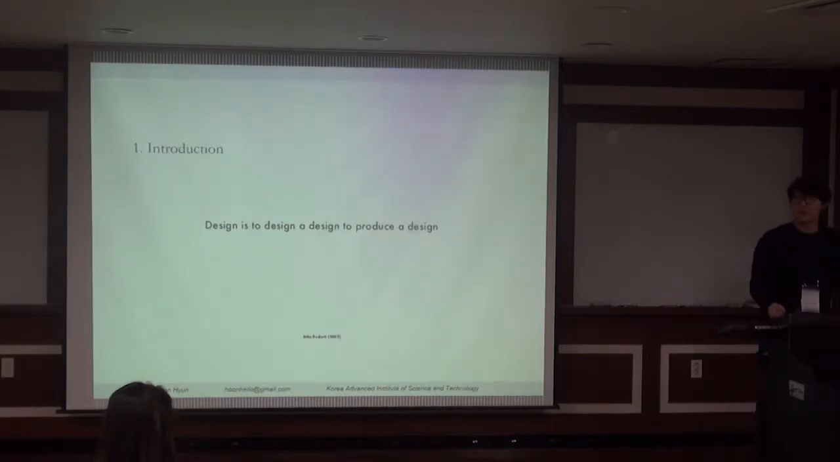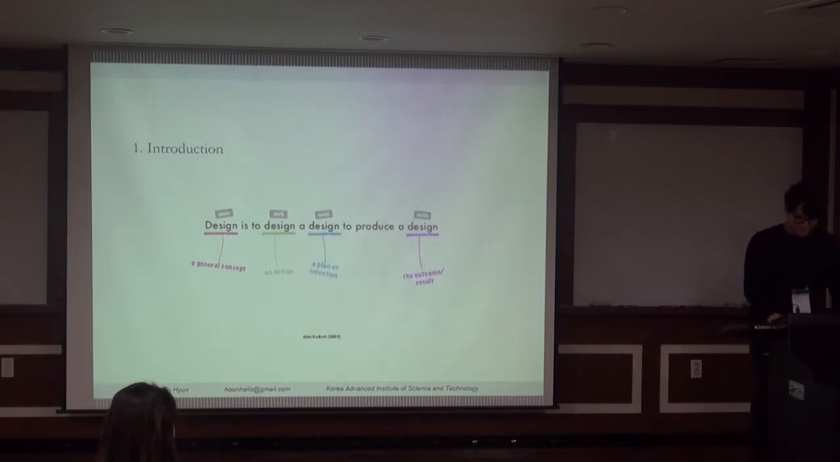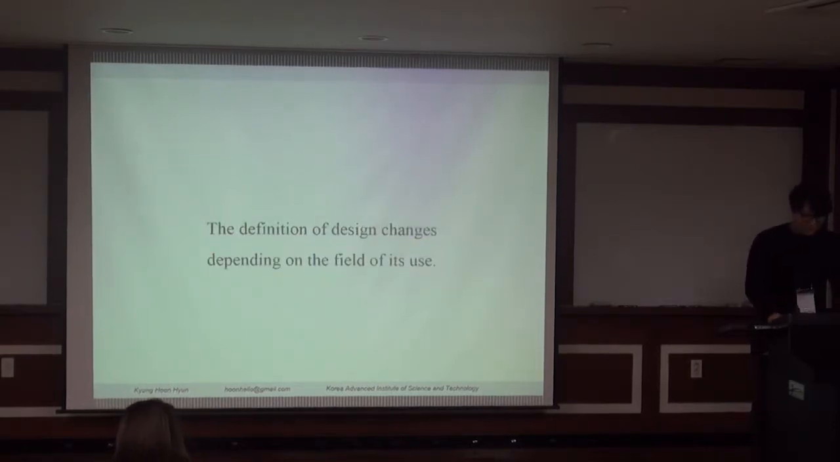So let me define the term design based on John Haskett's definition of design. Design is to design a design to produce a design. I think this definition well represents why various processes are required during the design process, because the definition of design changes depending on the field of its use.